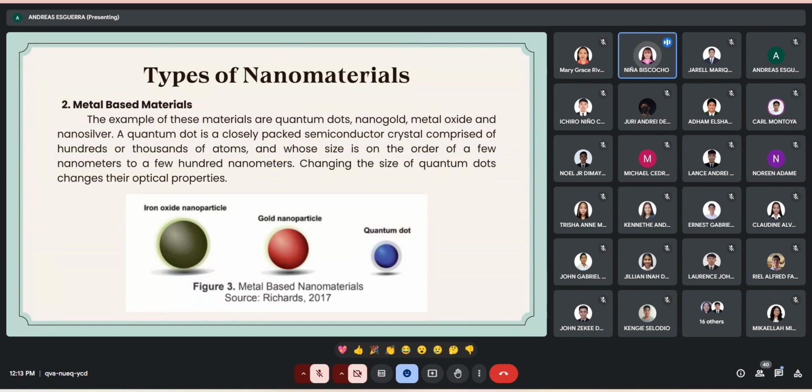Second is metal-based nanomaterials. These nanomaterials are made from metals like gold, silver, and even metal oxides. Some of them, like quantum dots, are tiny crystals that change color or behavior depending on their size. Because of their unique optical properties, metal-based nanomaterials are often used in imaging, sensors, and even as antibacterial agents in medical products. Next po.